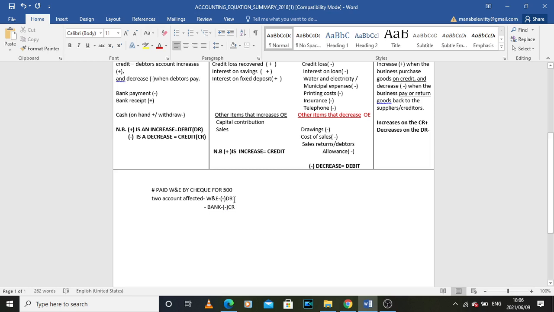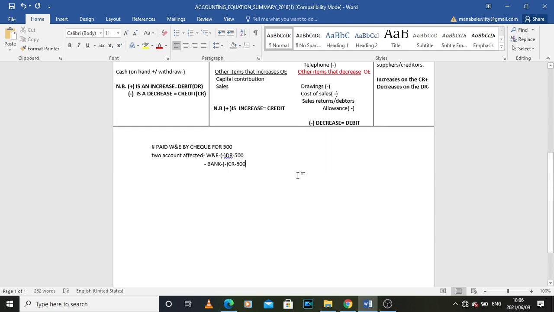So the account debited is water and electricity. The account credited is bank, because each and every time you must have an account debited and an account credited. By how much? By 500,000. This is how you're going to record under effect on accounting equation.